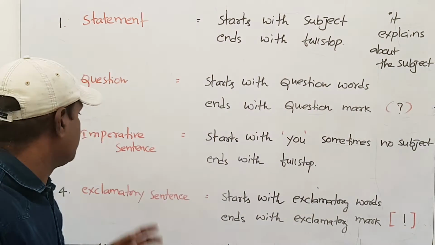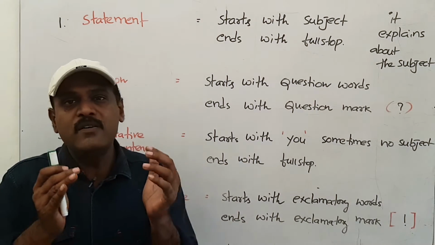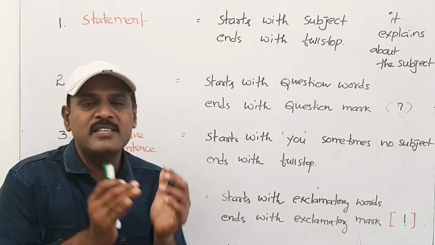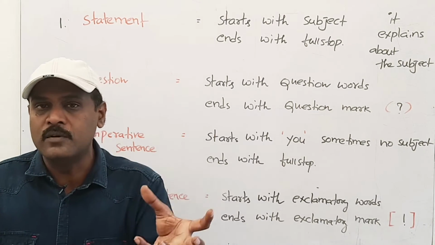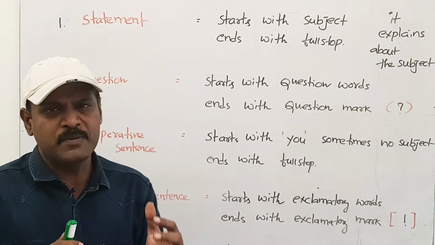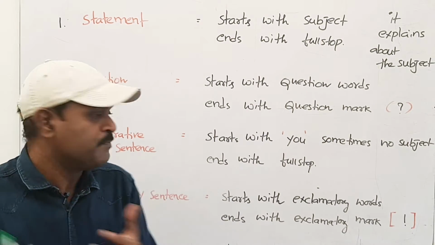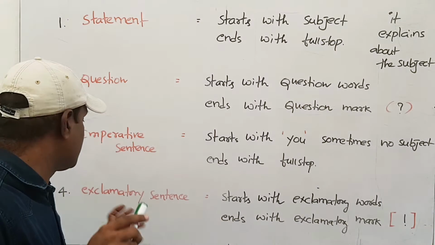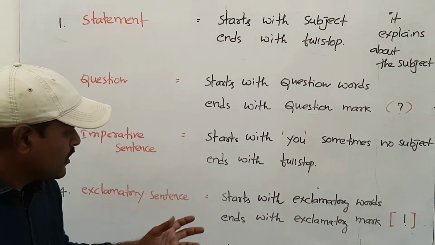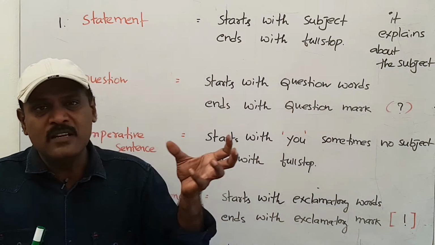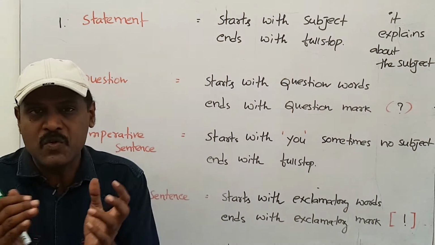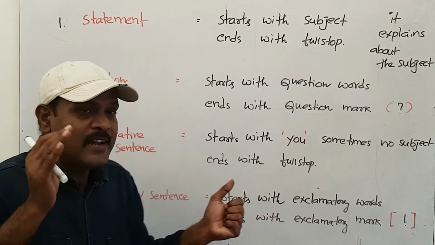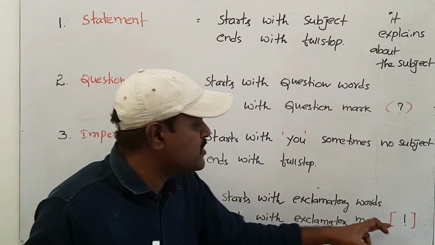You can see at the end of every question this question mark. Third one, imperative sentence. In imperative sentences we can use order, request, commands. In commands we generally omit the subject you, but the subject is understood. Sometimes we use it, sometimes we may not. The imperative sentence also ends with a full stop. The fourth one is the exclamatory sentence. Usually some exclamatory words can be used at the start or at the end of the exclamatory sentence. But at the end of the sentence, we use an exclamation mark like this.